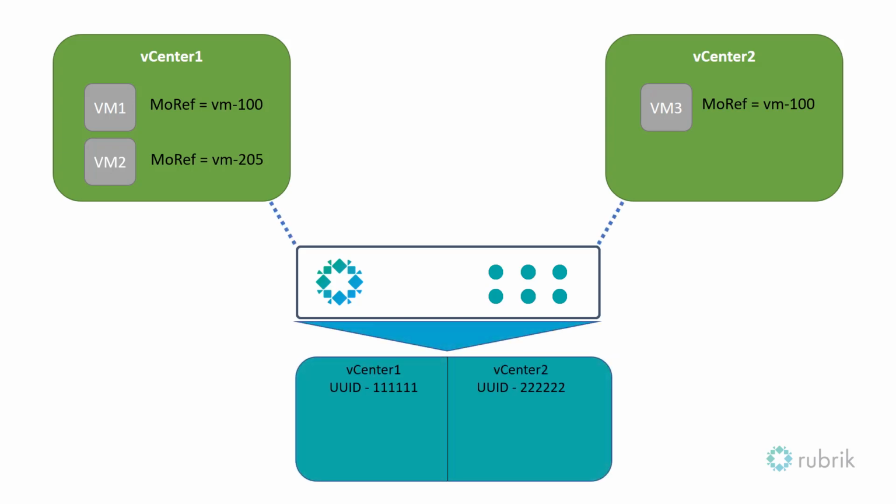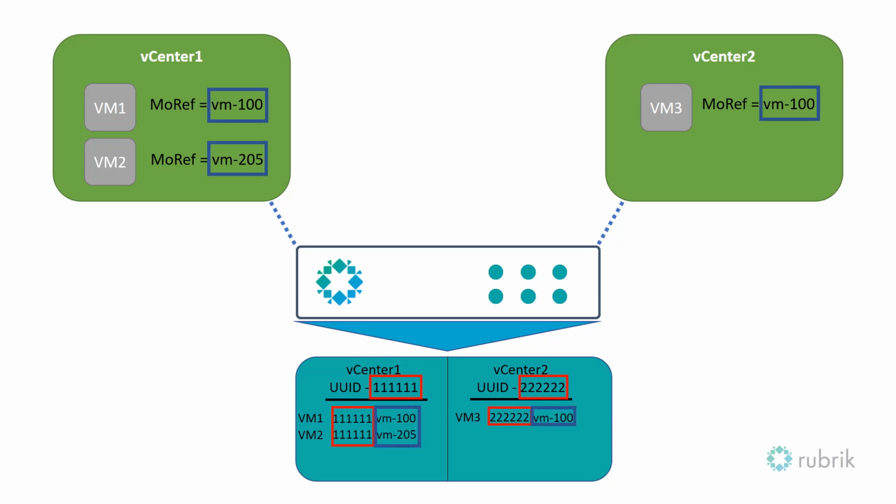As the vCenter servers are added and inventoried into our software, Rubric will assign each vCenter its own unique ID. This UUID is how Rubric addresses and identifies each vCenter server in its inventory. As for the VMs, Rubric generates an ID for them as well, which is made up first with the UUID of the vCenter that the VM belongs to, and then appended with the actual MOREF ID of the VM.